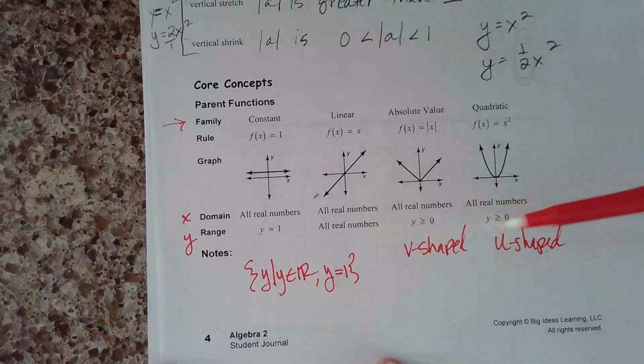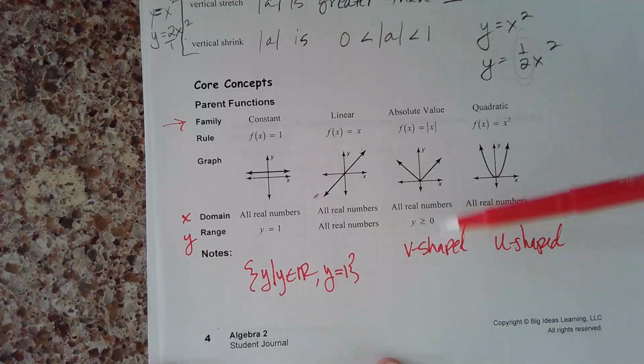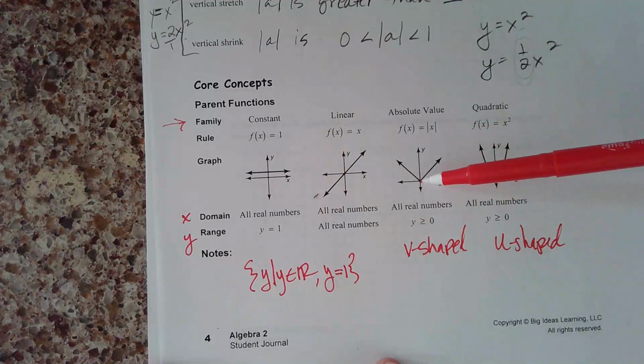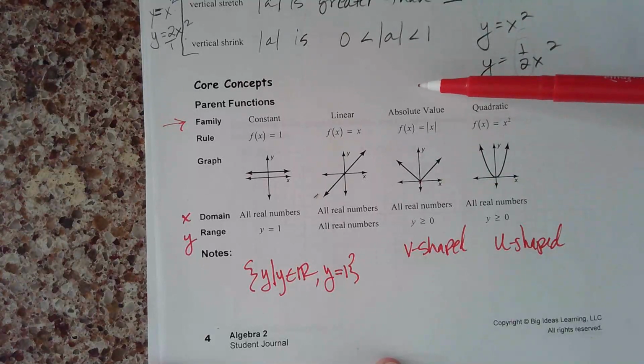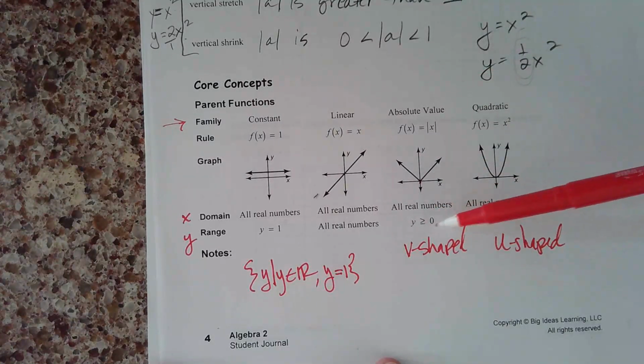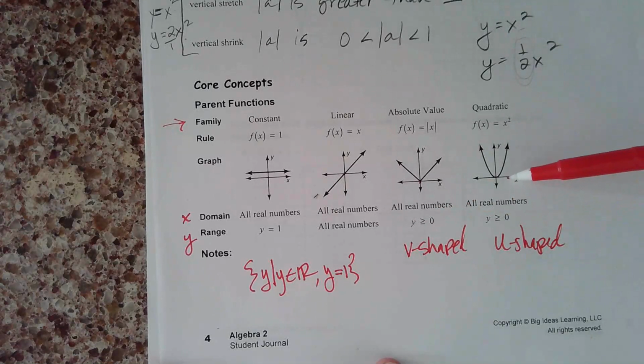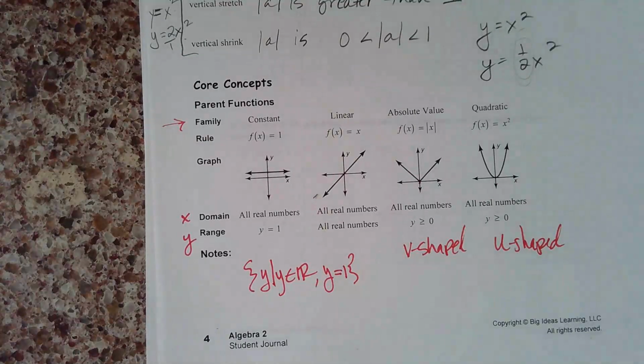The x values are all going to be all real numbers, but for the y values, for your parent function, the lowest y value is 0, and then obviously it goes on forever. So that's why it's y is greater than or equal to 0. Same thing with the quadratic parent function: the lowest y value is 0, and therefore your range would be all real numbers greater than or equal to 0.